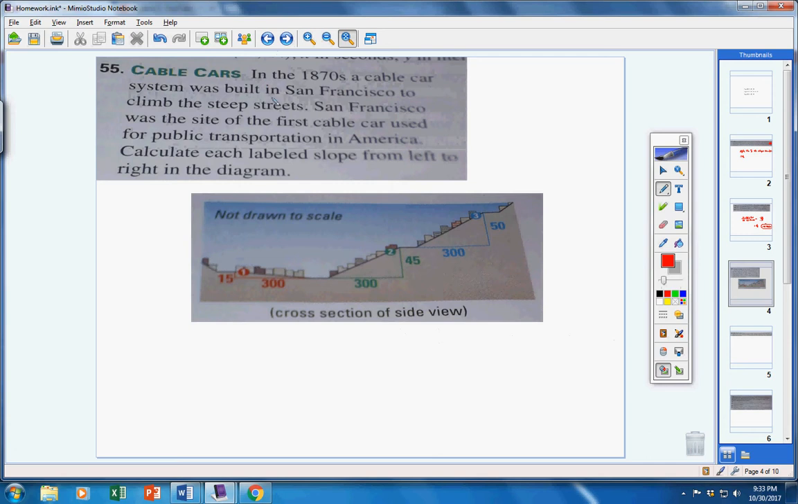Moving on to 55. Now, in the 1870s, the cable car system was built in San Francisco to climb the steep streets. It was the site of the first cable car used for public transportation in America. Calculate each labeled slope from left to right. Guys, this is so easy. See the slope here going down in red. So the first slope in red would be rise over run, which would be 1 over 20. 15 goes into both those. 15 goes into 15 once. 15 goes into 300 20 times. Okay, so there's the first one.